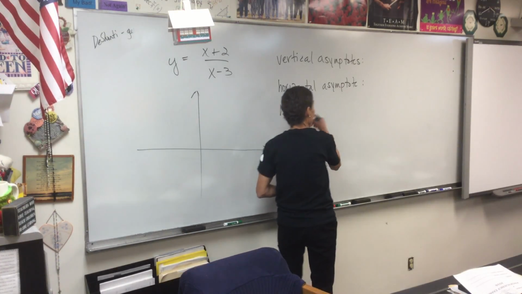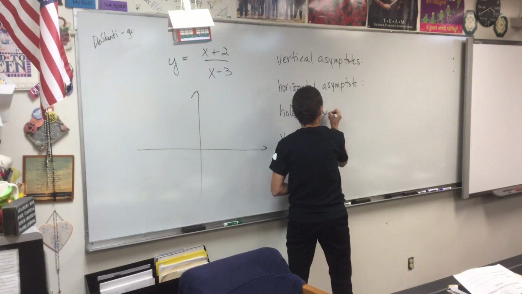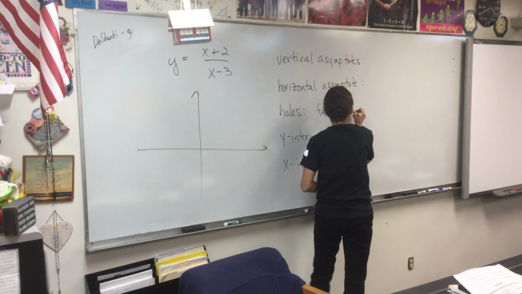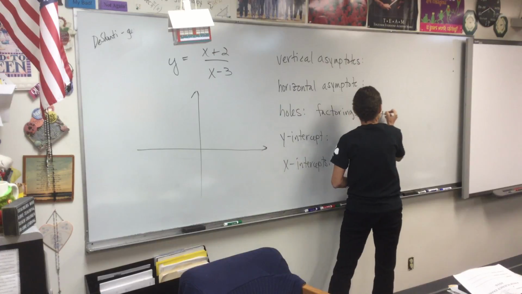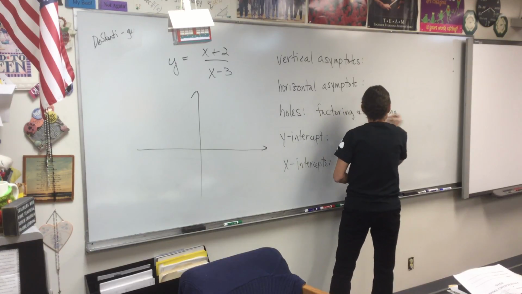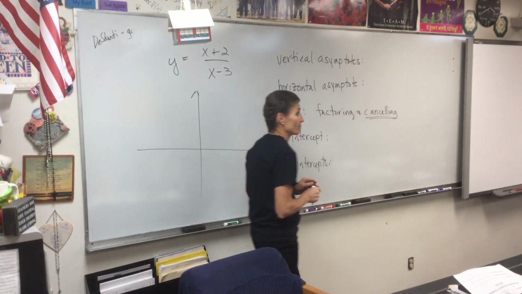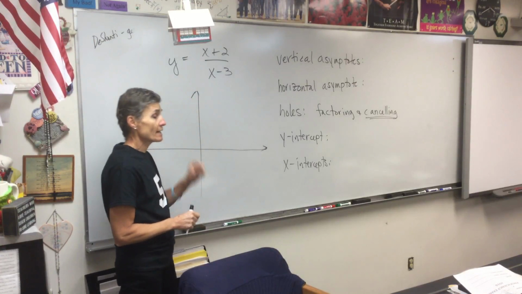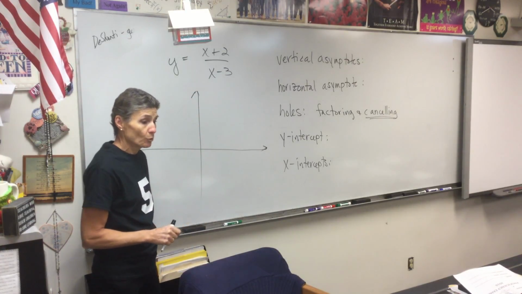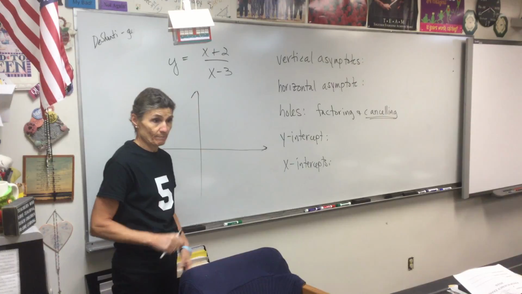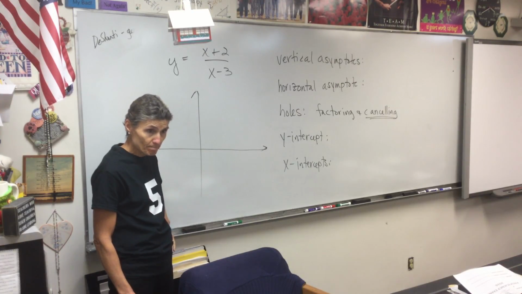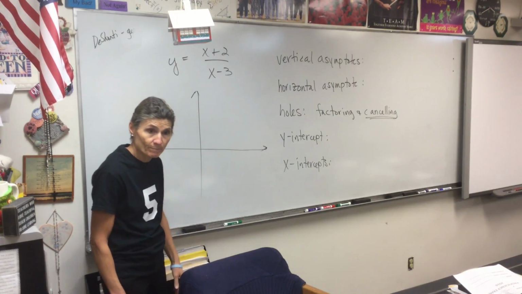But let's take a note. Holes come from factoring and canceling. And that's the key. The key right there is canceling. If you can't cancel, you are not going to have any holes. Okay, everybody got it? All right, tell me something else you remember.